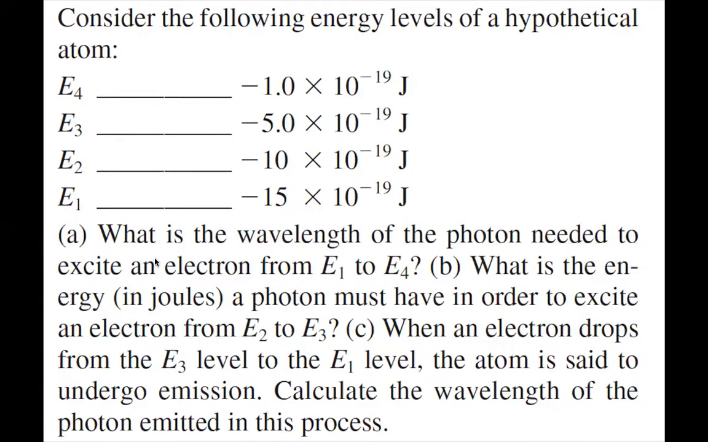Okay, so we have here our following exercise. It's about Bohr's atomic model, and consider the following energy levels of a hypothetical atom. And we have 4 different energies. So question A is: what is the wavelength of the photon needed to excite an electron from the energy of the first level to the energy of the 4th level?